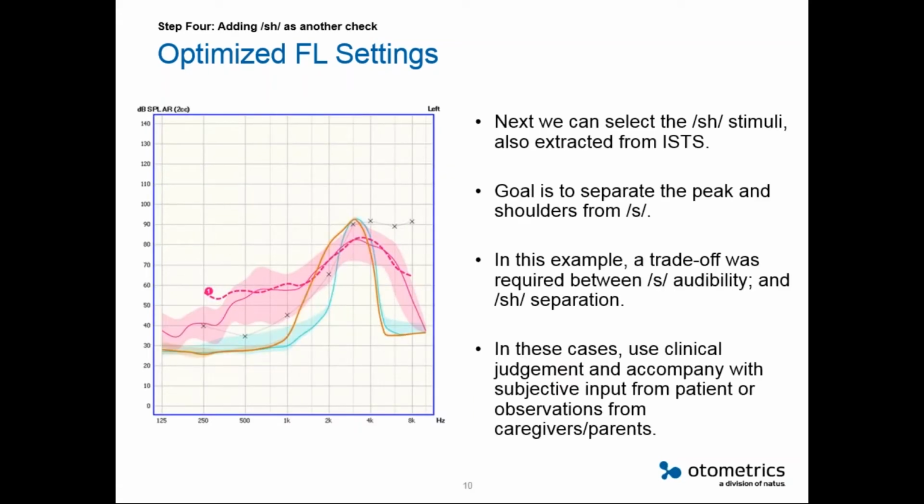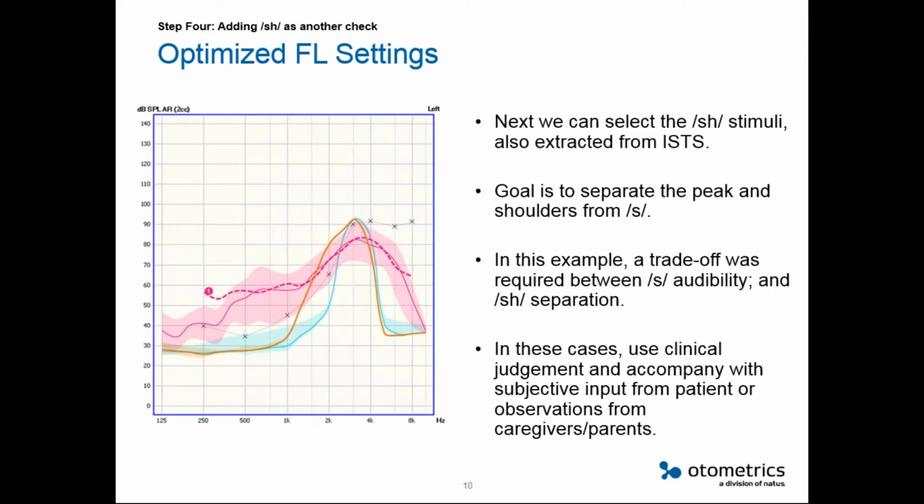Next, to make sure that we've really optimized this setting, we can add another stimulus, which is the SH narrowband, the narrowband SH stimulus, which has also been extracted from the ISTS. The goal is to separate the peak, seen here in orange, and the shoulders from the S peak and shoulders. Now in this example, a trade-off was required between giving S audibility and SH separation.